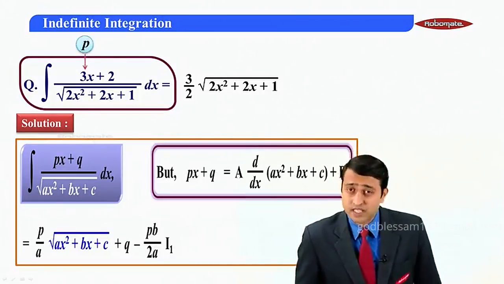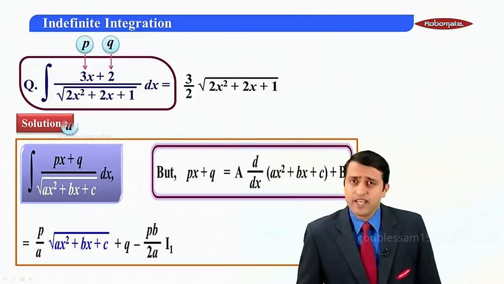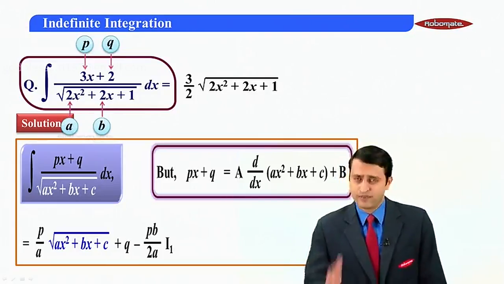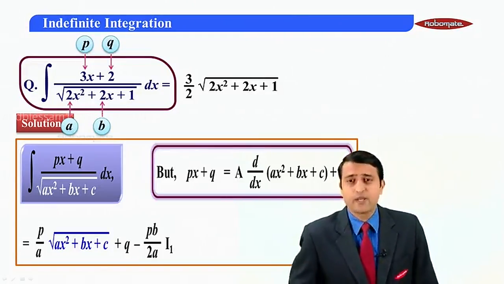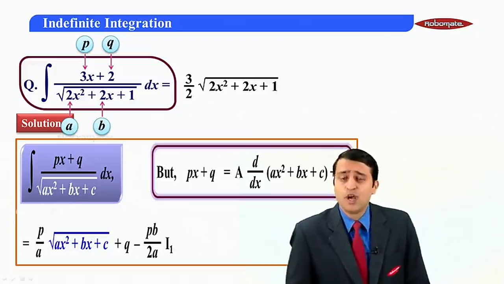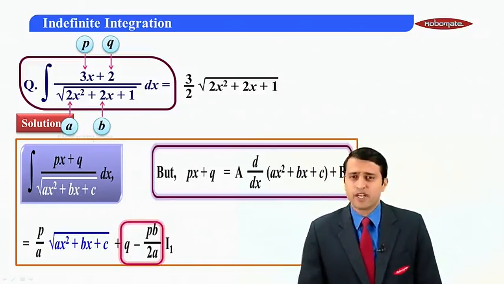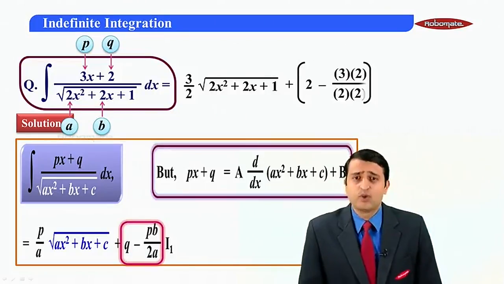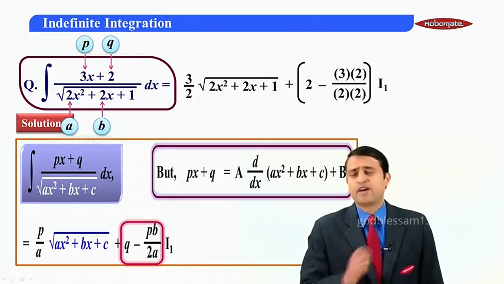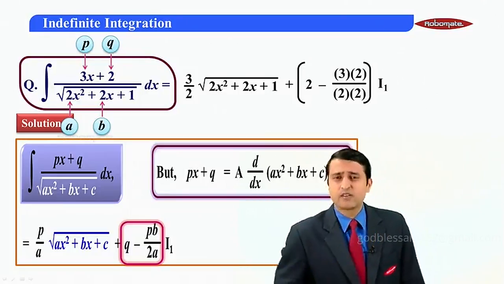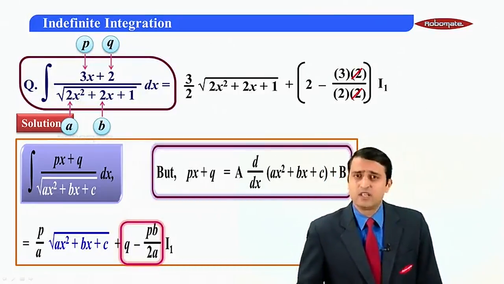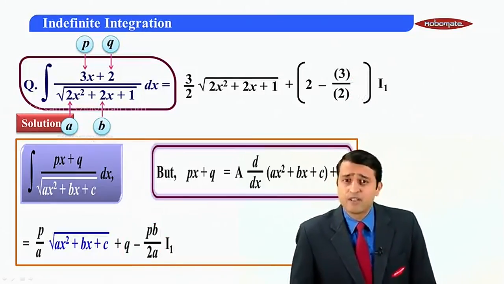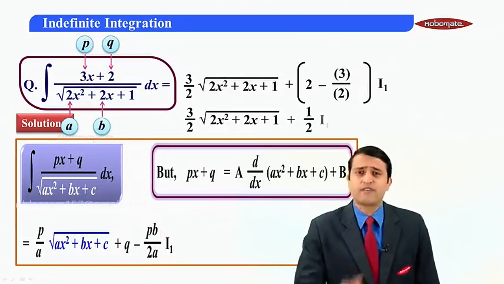P in this case is nothing but 3, q is 2, a is 2, b is also 2. So p by a is nothing but 3 by 2, which is very much clear. Now what I need to do is find the value of q minus pb upon 2a. So let us evaluate that. That is nothing but 2 minus of 3 into 2 upon 2 into 2, into I1. Obviously 2 gets cancelled, so we get 2 minus 3 by 2. That's nothing but half. So can I say this is nothing but half of I1?